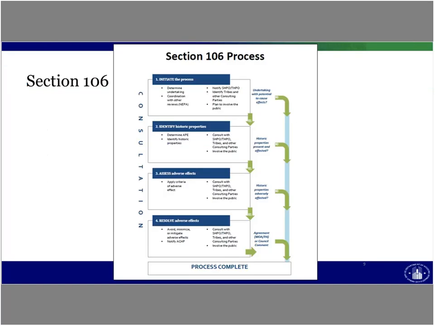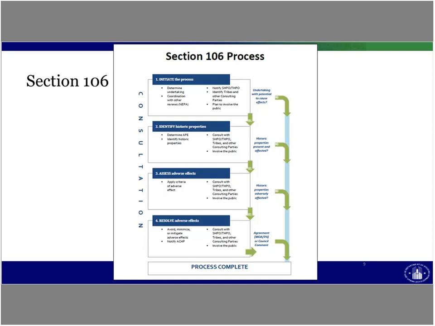So this is a chart of the 106 process. You've probably seen it before in previous trainings. It's a four-step process, and to quickly review before we get to discussing the delegation memo, just a couple steps. In the first step, you develop a good project description, check to see if, for instance, a no potential to cause effects memo applies, and identify consulting parties, including tribes.